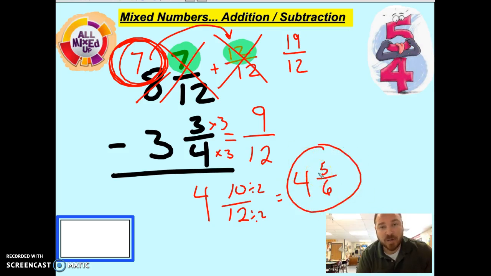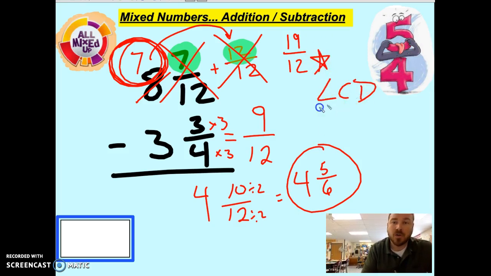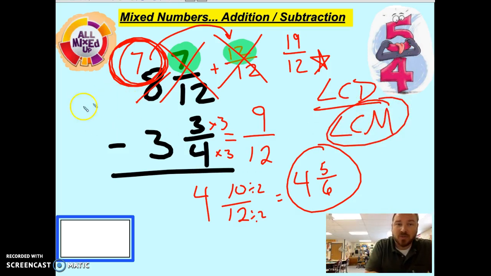Again, it would not have been efficient to draw out 9 rectangles, 8 of them being wholes, and then try to break them all into twelfths. Would not be the most efficient strategy. So we want to focus on trying to find that least common denominator, also called the least common multiple. And we know in my class we've called it the least common denominator, unit, multiple, or peanut.